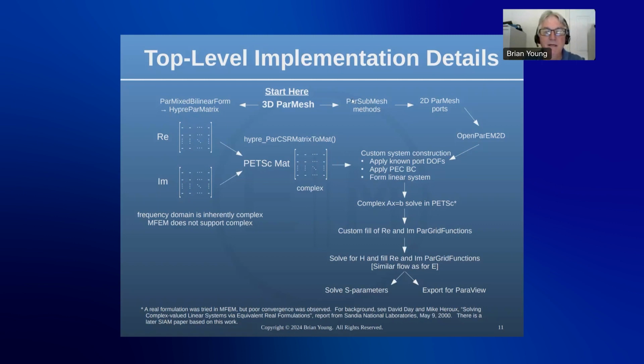Then on the 3D ParMesh, you can use the ParSubMesh methods in FEM to pull off the meshes for the 2D ports. Those can then be exported and solved in OpenParEM2D. And then the fields are brought back into the 3D program to do the custom system integration. It's a custom construction because it's complex, but also I'm applying DOFs from the ports and applying PEC boundary conditions to form a complex linear system, which is then solved in PETSc. Once that's solved, you can pull out the real and imaginary parts of the electric field. Similar flow as for the electric field, solve for the magnetic field. And then once you have the E and H, you can post-process to solve for S parameters or export for viewing in ParaView.